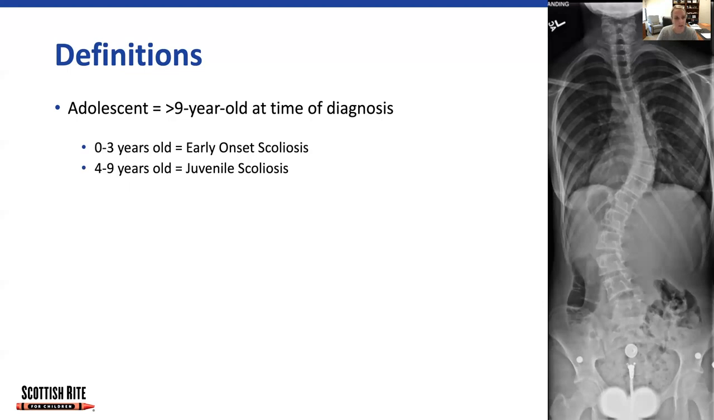Adolescent scoliosis is defined as being older than 9 years old at the time of the diagnosis. If the patient is between 0 and 3 years old, we consider that early onset scoliosis. And if they're between 4 and 9 years old, we consider that juvenile scoliosis.